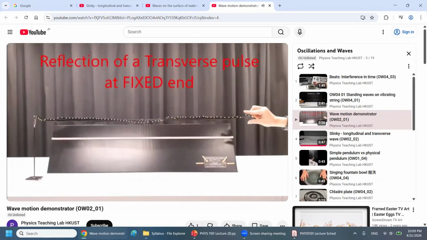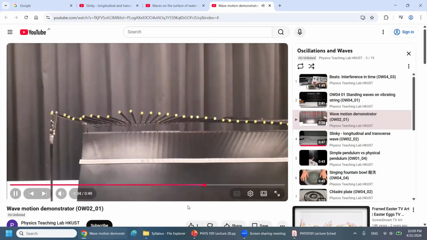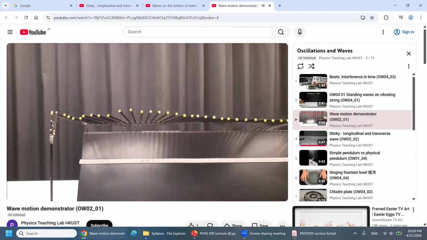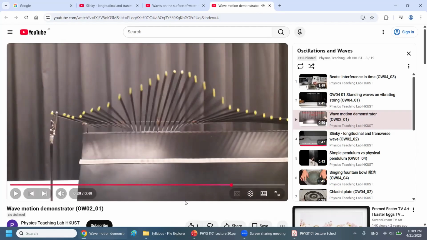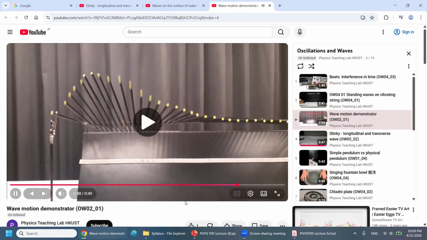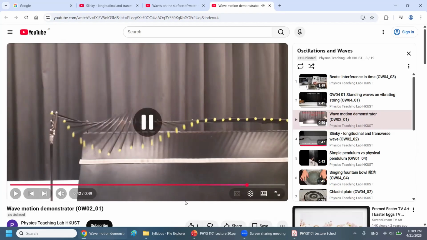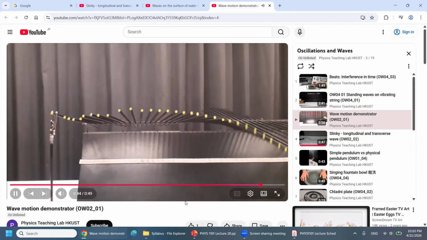Fixed end, then the wave is reflected and then inverted. Okay, we can have a slow motion. Wave propagates towards left. It exerts an upward force towards the fixed end. The fixed end will exert a downward force. Okay, it's an action-reaction pair, and the downward force will make the wave inverted. Okay, and then it will be reflected back.